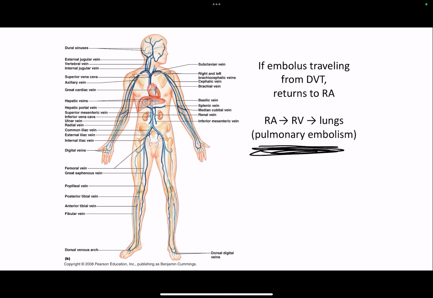So, questions on DVT or pulmonary embolisms?